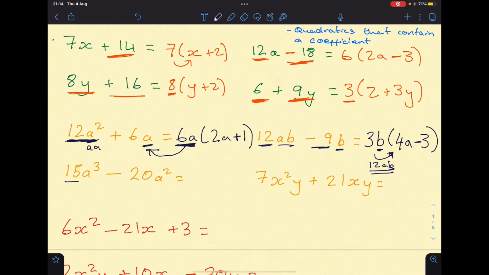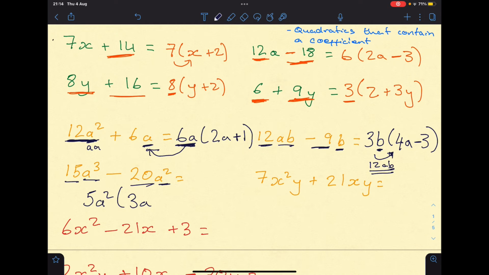Deal with the numbers first. What can I divide 15 and 20 by? That would be 5. Now I've got 3 a's in the first term and 2 a's in the second term. So overall there are 2 a's common, so I can take out a squared. Open my bracket. What do I multiply 5a squared by to get 15a cubed? Deal with the numbers first. 5 times something is 15. 5 times 3. And then a squared multiplied by a will give me a cubed.